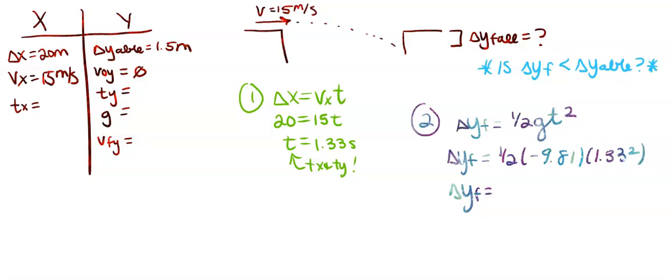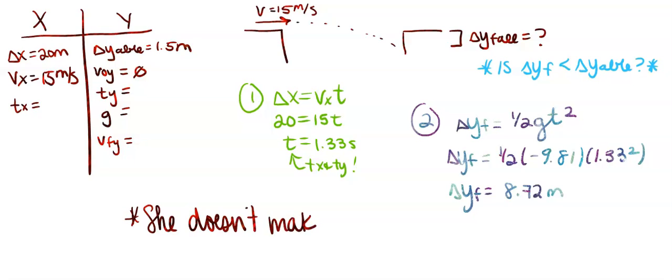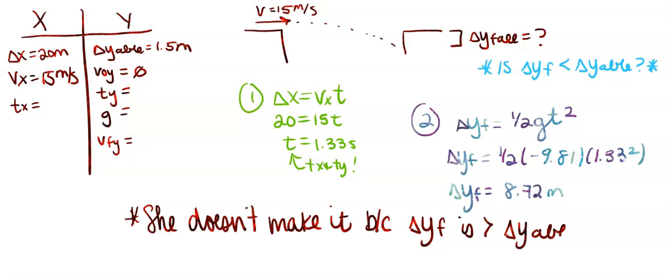Just by the numbers, you can definitely tell it's going to be larger than 1.5 anyway, but the actual value is 8.72 meters. So that means during that 1.33 seconds, she is falling a total of 8.72 meters, which is well above the able height that she can reach of 1.5 meters. So she is not going to clear it. She's not going to make the actual jump. As far as justification goes, the work above is enough to show that she's not going to make it because the fall is greater than the ability she has to reach.